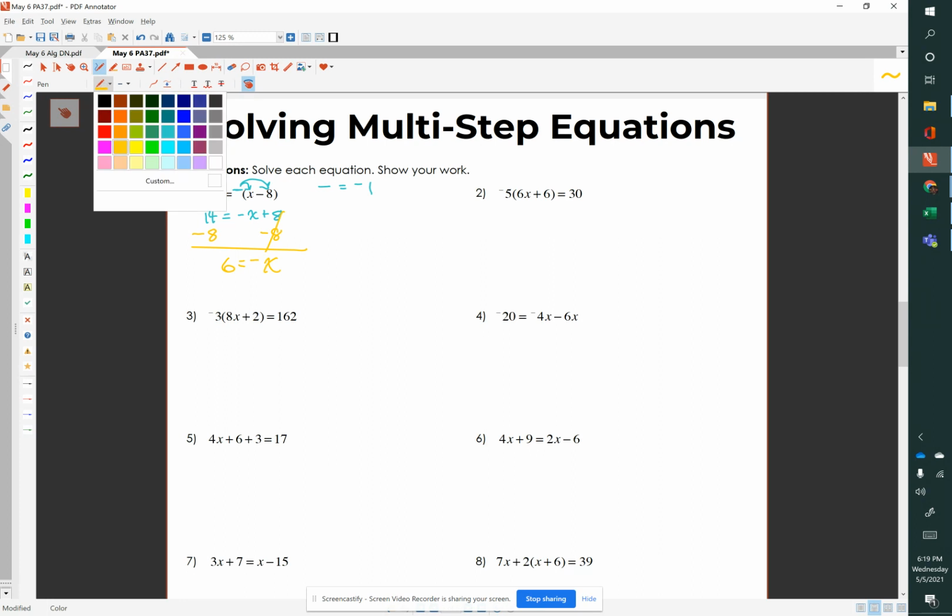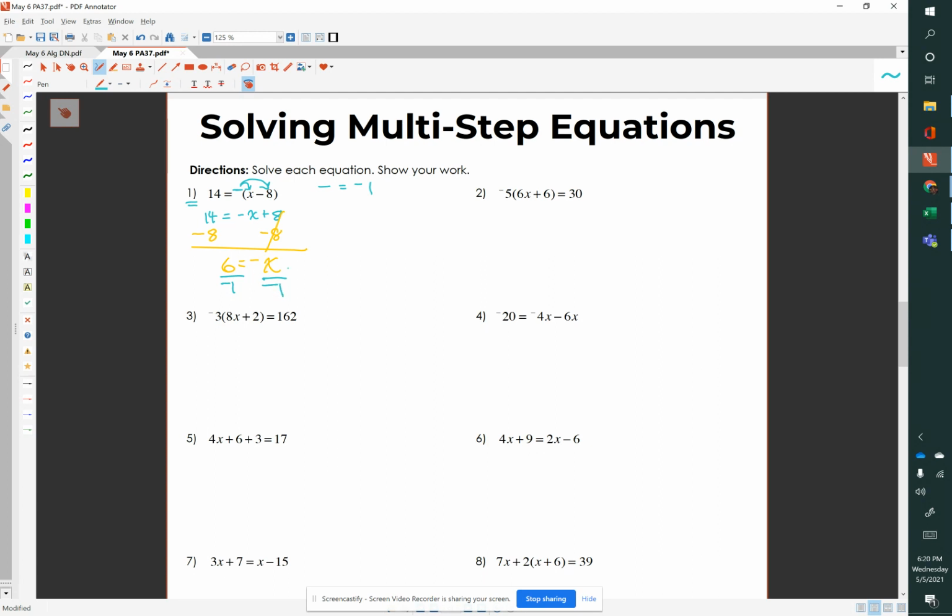Now, because we have a negative x, we need to divide both sides of the equation by negative 1 to give us the correct answer, which really isolates x, because x is not isolated until it's positive, and that will give us x equals negative 6.